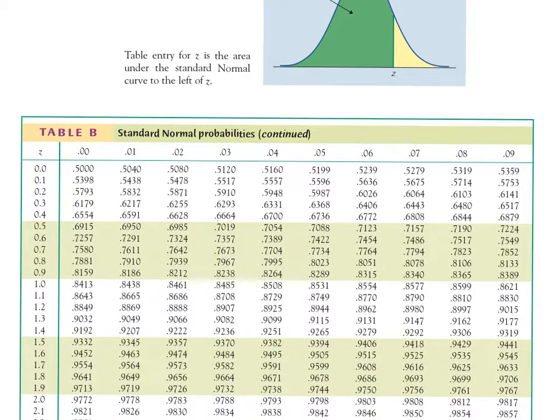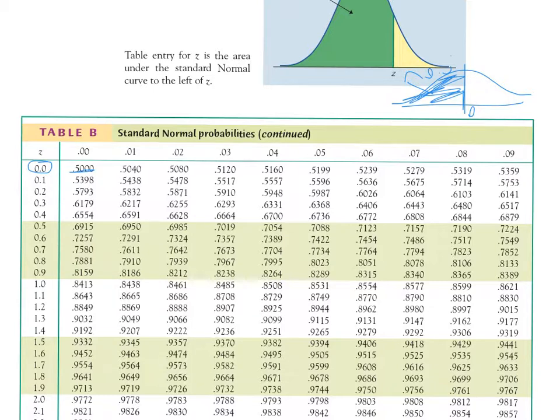Now the second page of the table gives us the areas to the left of any z value which is positive, starting from 0. If you want to find the area to the left of 0.00, that would be 0.5, and that makes sense because the total area under the curve is 1, and the area to the left of 0 would be 50% of the curve, which is 0.5. So just remember that the table entries are the areas to the left of the z values.